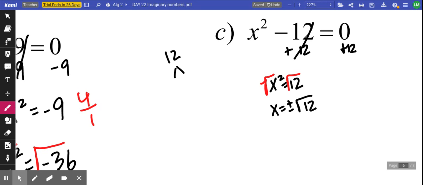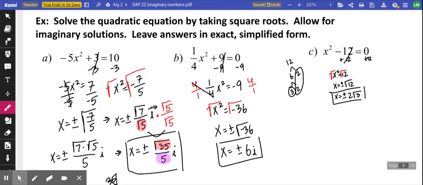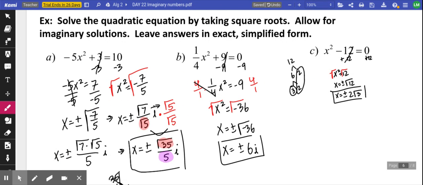What multiplies to 12? Well, 6 and 2. And then what multiplies to 6? 3 and 2. Here's my 2 2's, so one of them comes outside. And then I have a 3 that's left over. He doesn't have a buddy. He has to stay inside. There's my answer. Okay, no imaginary solutions on that one, you might notice. All right.